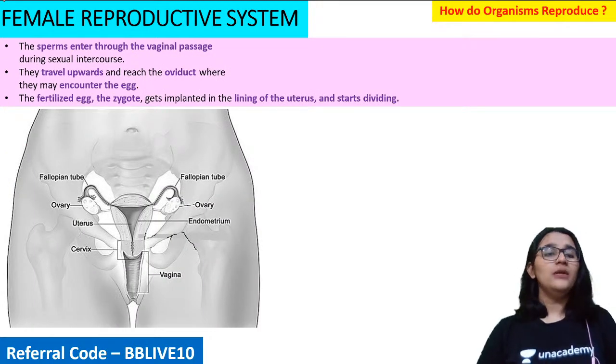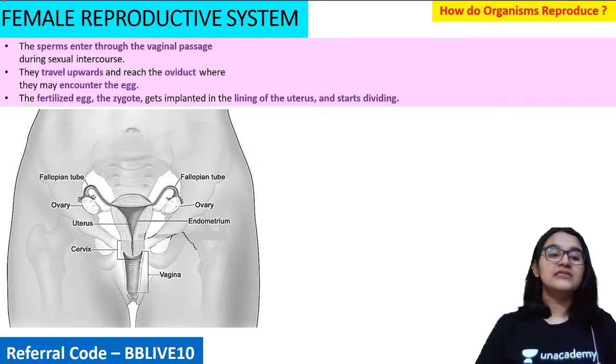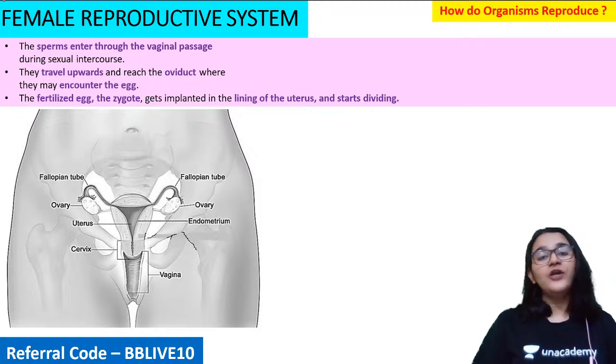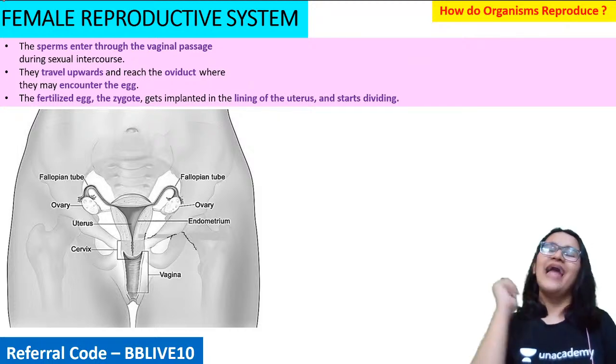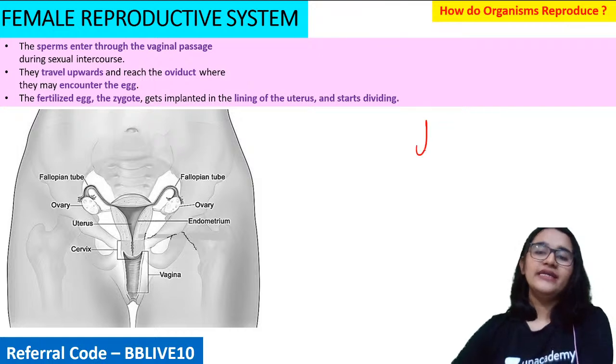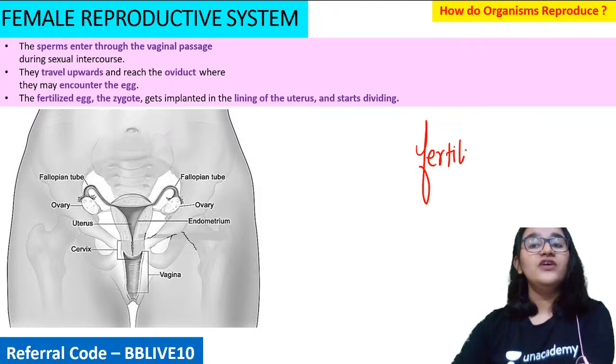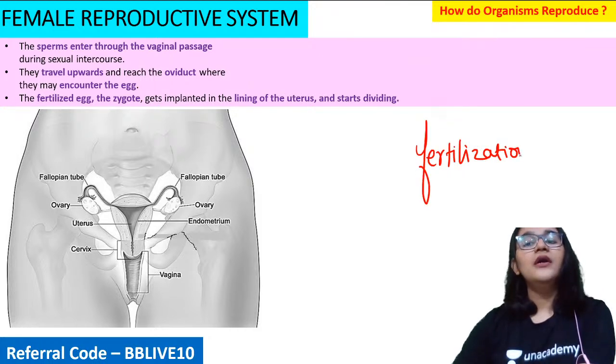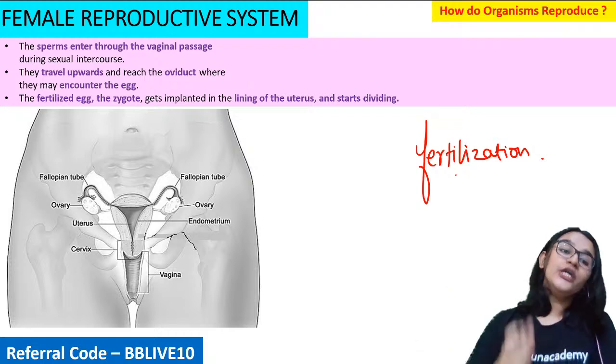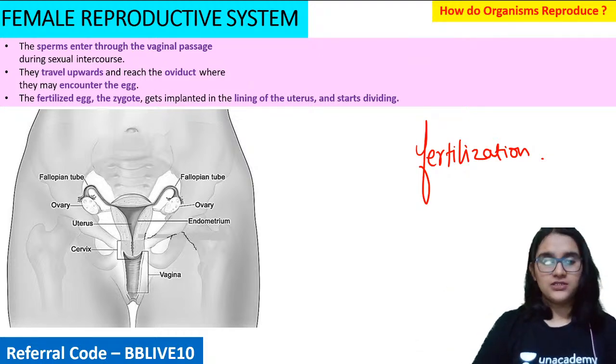When I talk about the female reproductive system, it is absolutely known that it is the place where the baby is going to develop and come to life. But for that, we all know there is one important thing that has to happen, and that is fertilization. For fertilization to happen, the male gametes need to reach the female reproductive system.